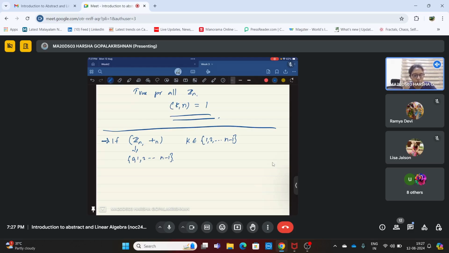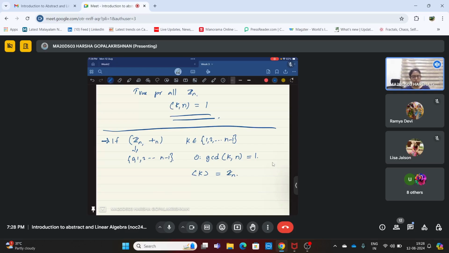Obviously, we don't need to consider the 0 because 0 is not going to generate Z(n). 0 means it generates only the trivial group. So we are considering all elements 1, 2, etc. n minus 1 such that GCD of k and n is 1. This condition is called relatively prime: k and n are relatively prime. So if GCD of k and n equals 1, then k generates the whole Z(n).